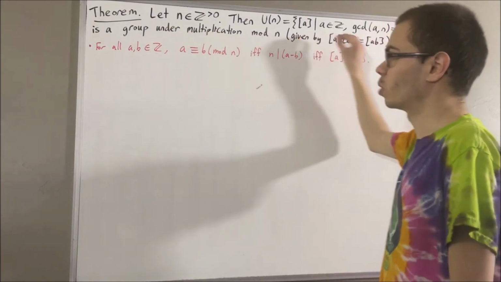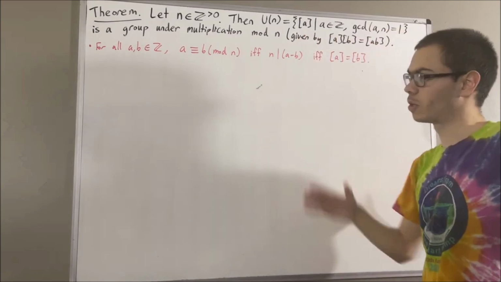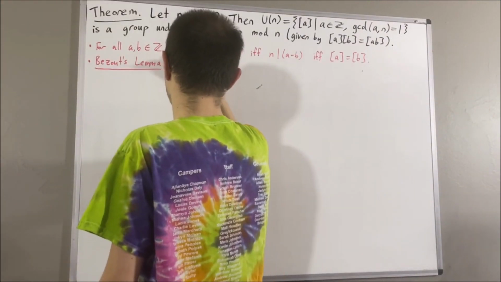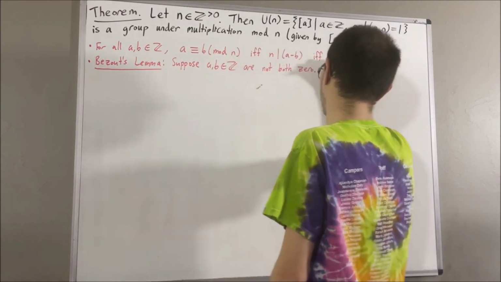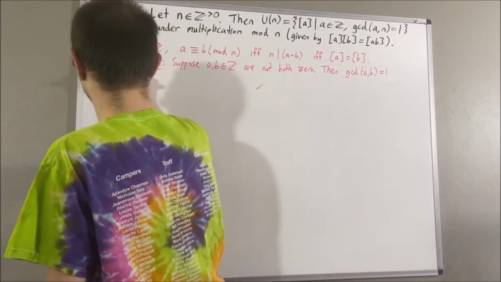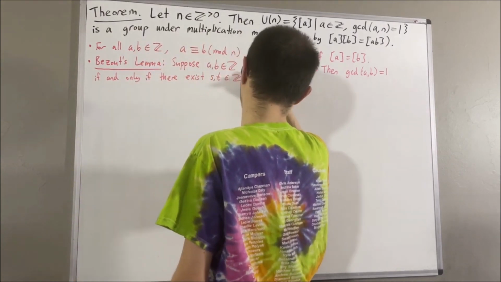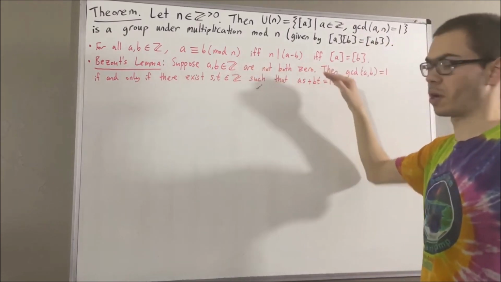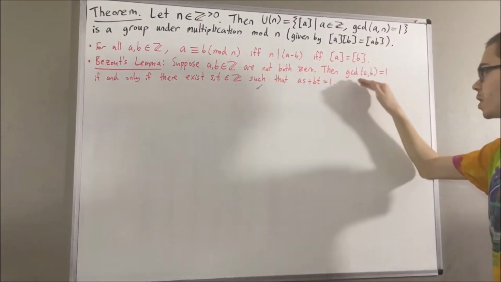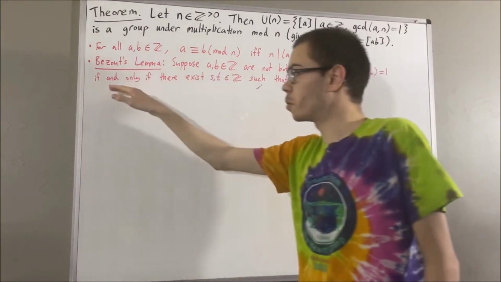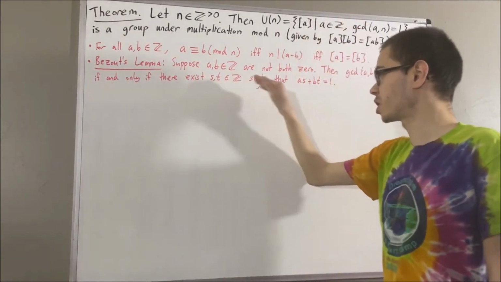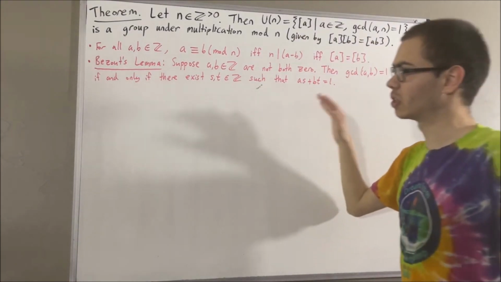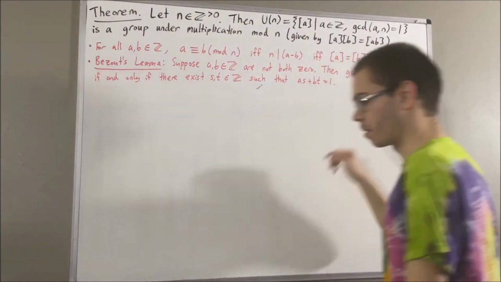Now, in proving this theorem, we are also going to be using Bézout's lemma, which says the following. Suppose a and b are integers which are not both 0. Then the greatest common divisor of a and b is equal to 1 if and only if there exist integers s and t such that as plus bt is equal to 1. Okay, so now let's get into proving this theorem.